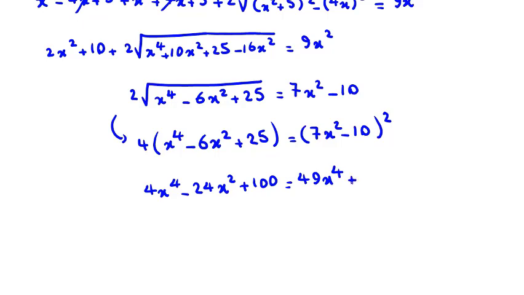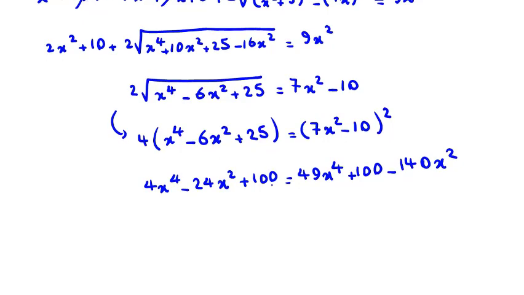Plus this squared plus 100. Negative 2 times this will be negative 2 times 7, 14 times 10, 140 x squared. Now here we can take all things to the right hand side. Okay, 0 equals, we can cancel these two 100.